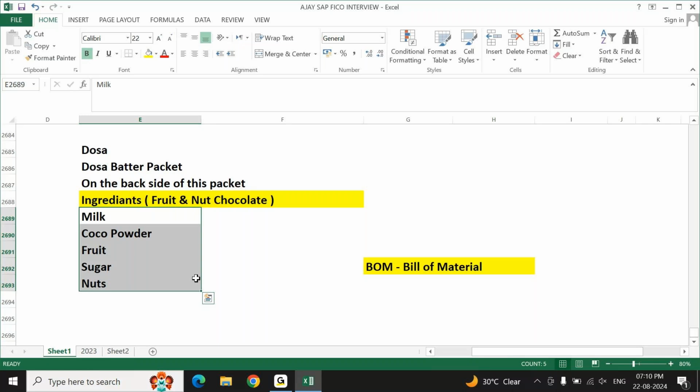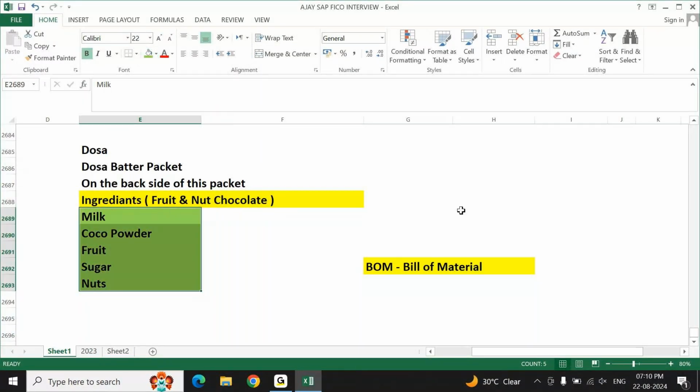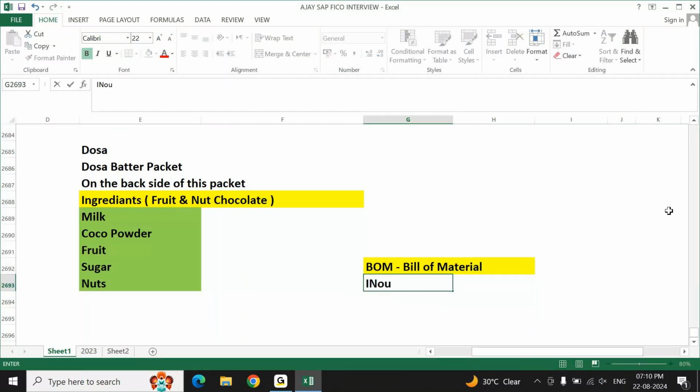Yes. Now, these products, whatever I am listing here, can I call it as input or raw materials? Can I call them as raw materials or input material? Is that okay? Yes, sir.